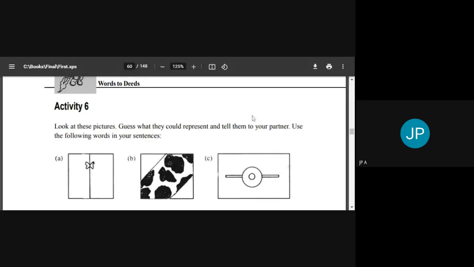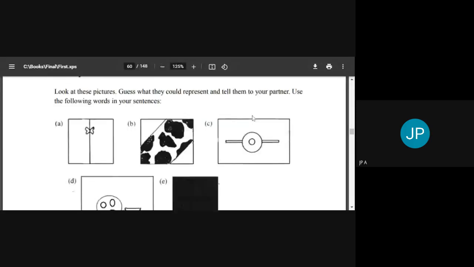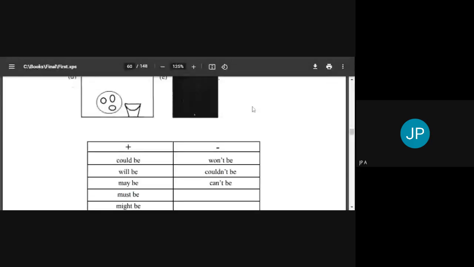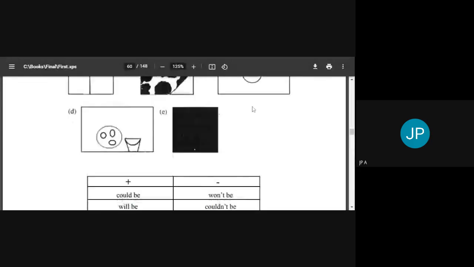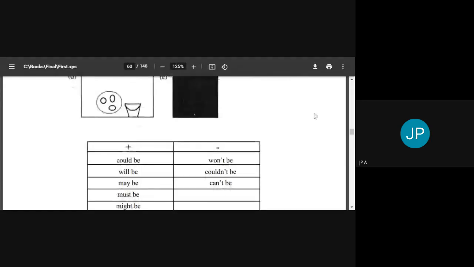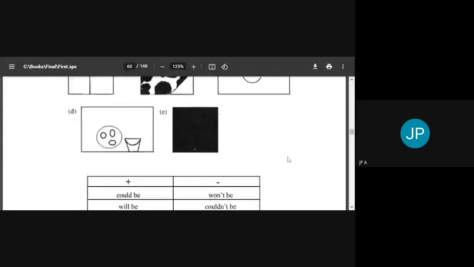So very good imaginative answers. Okay, next we have, see these structures. We can have negative also, negative structures. It won't be, or couldn't be, or can't be, when you're talking about, okay, what could be the D? D. The next picture.